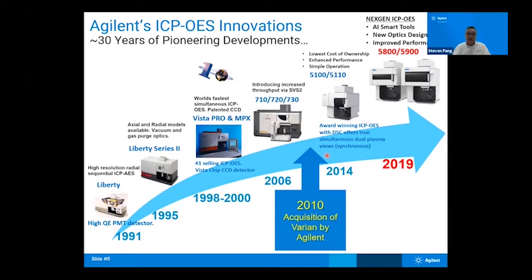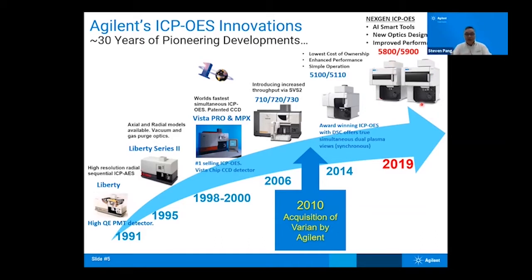Now, this feature is something that only Agilent ICP-OES can do at the moment. In 2019, which was just last year, we introduced our next generation ICP-OES, where Agilent again changes the game, through the introduction of artificial intelligence-based smart tools and a new optics design, which has allowed us to improve the performance of the new next generation ICP-OES. We have two models, the 5800 as well as the 5900, that you can see in this slide here.